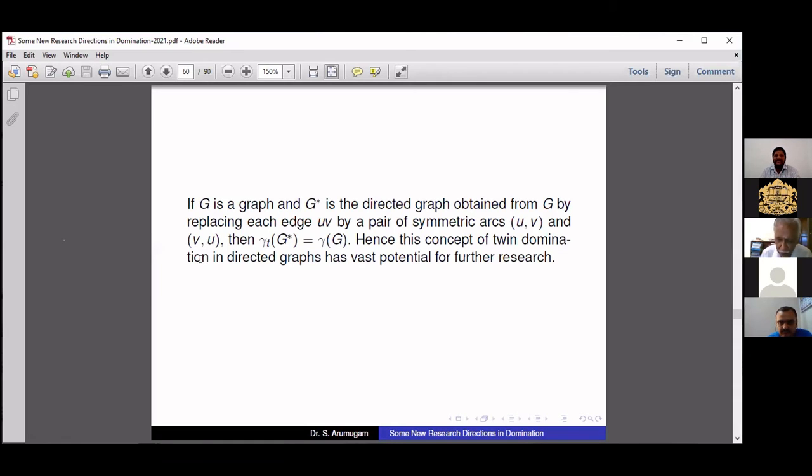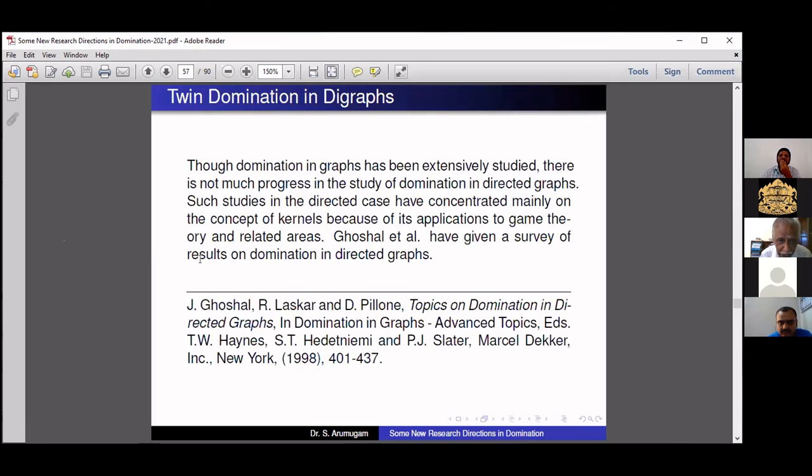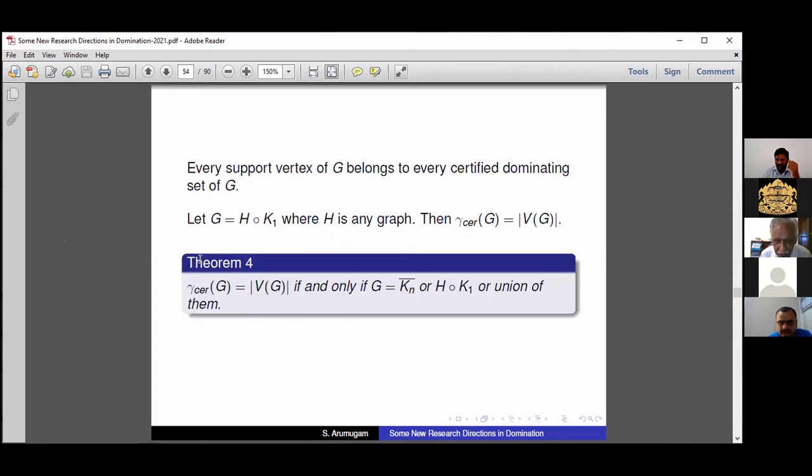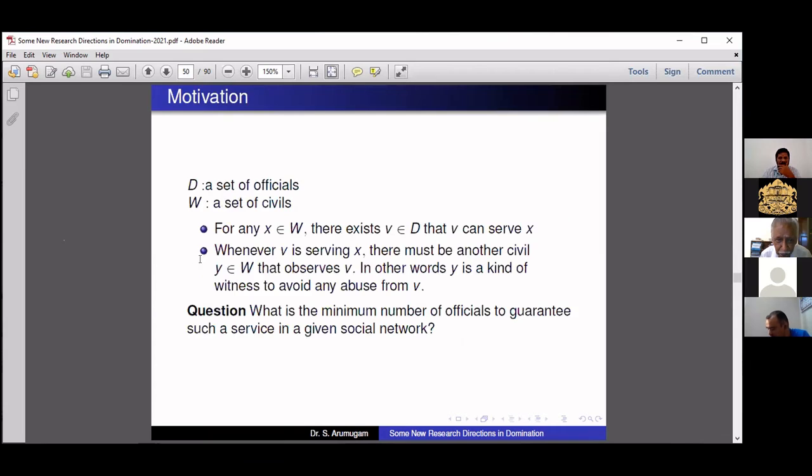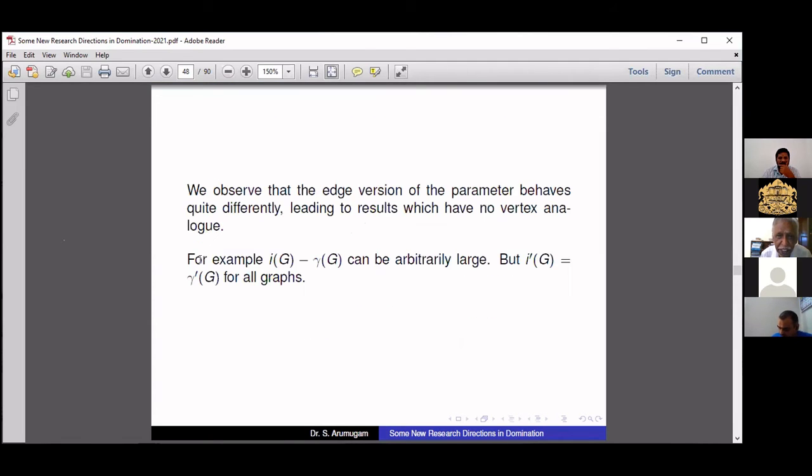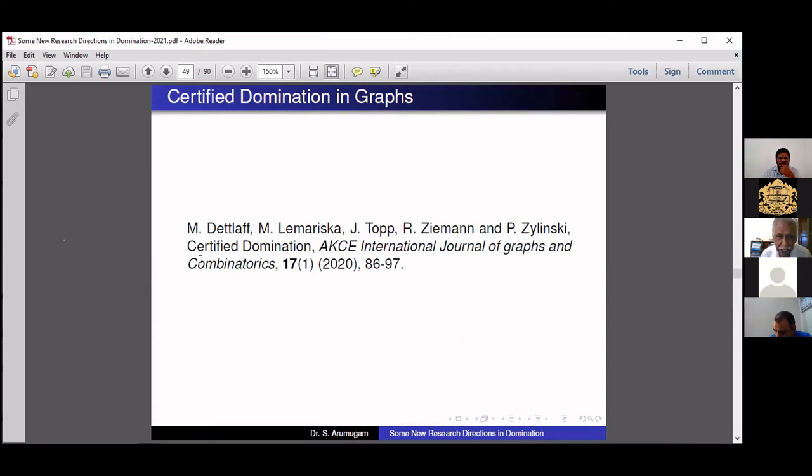Now, I've got one recent topic where I have started the work. It's called certified domination. Certified domination in graphs is a paper published in our AKCE journal in 2020, last year. The title of the paper is Certified Domination in Graphs. You can freely download the paper from our journal webpage.